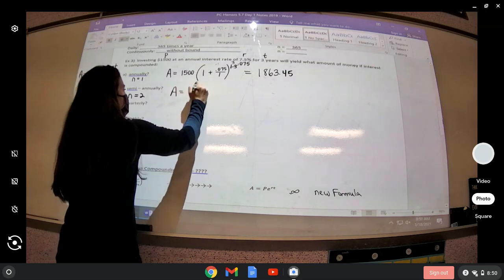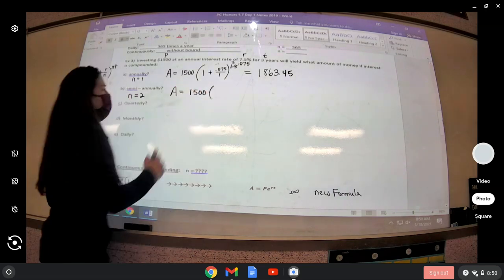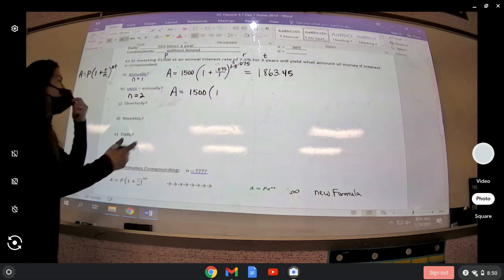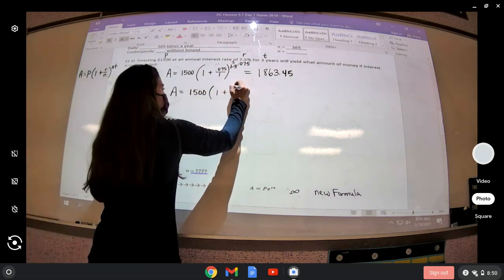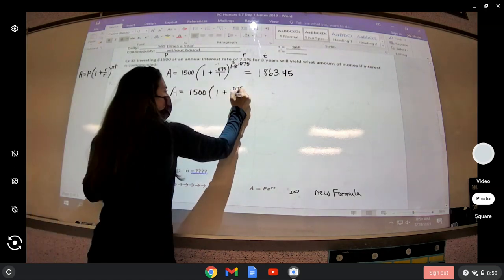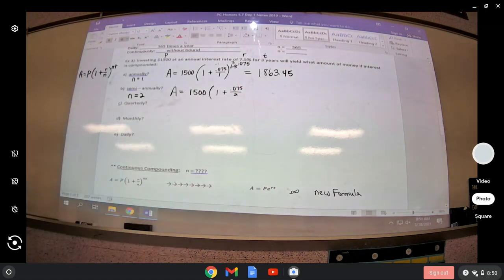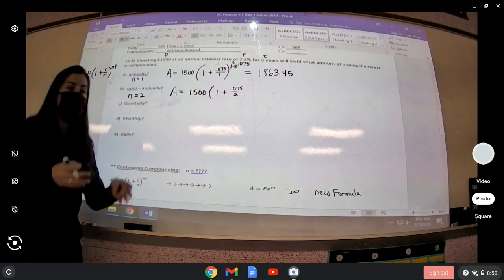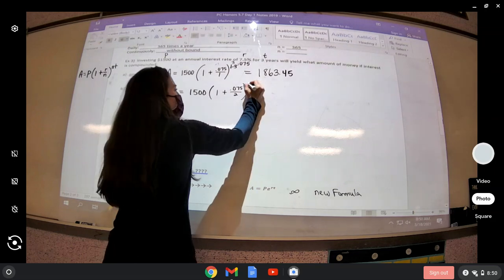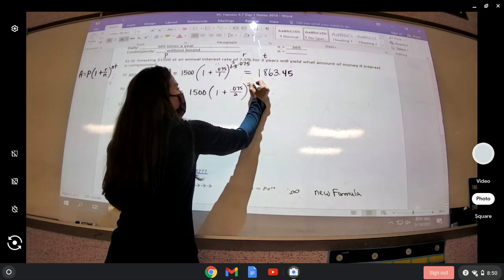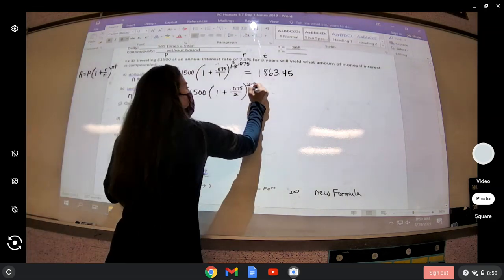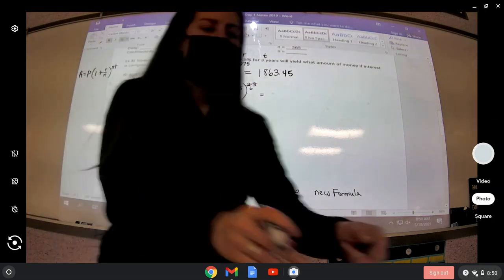A will equal, I start with $1,500 times 1, because I'm going to have that $1,500 there, plus, now they're going to take my rate, 0.075. I have to divide it by 2, because I'm not going to get the full 7.5% each time. I get a fraction of it over the course of a year. And then it's going to be to the power of, I'm going to do this twice a year for 3 years. So 2 times 3 is 6. Type that in, does the whole thing for you.